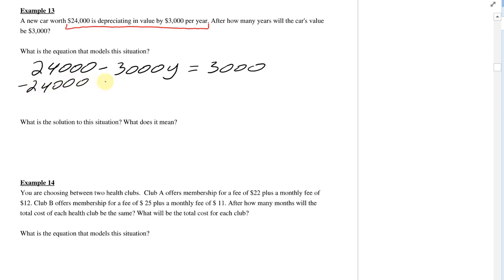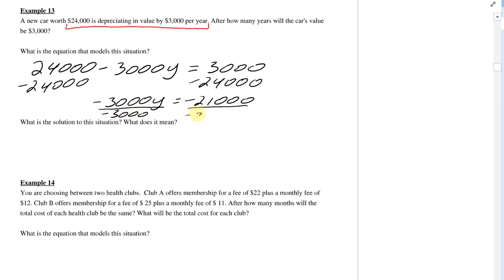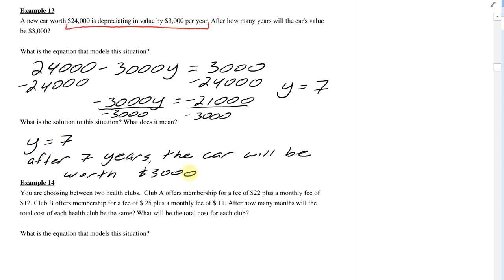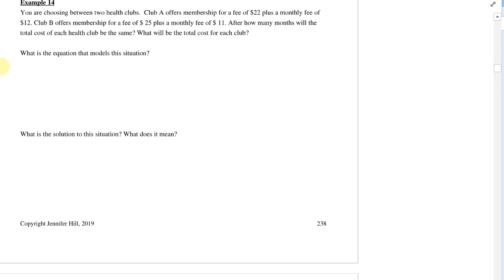Now we can actually solve this. I can subtract the 24,000 from each side, and I get negative 3,000y equals negative 21,000. Divide each side by negative 3,000, and I get y equals 7. This other question says, what is the solution to this situation and what does it mean? My solution is y equals 7. What does this mean? Okay, so now let's move on to the next one.